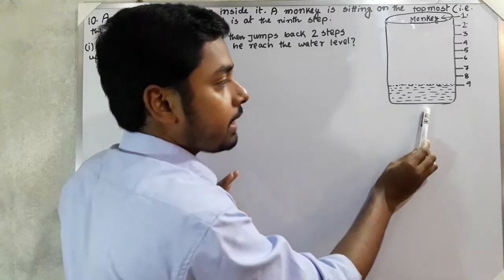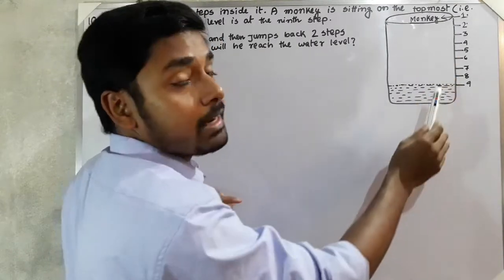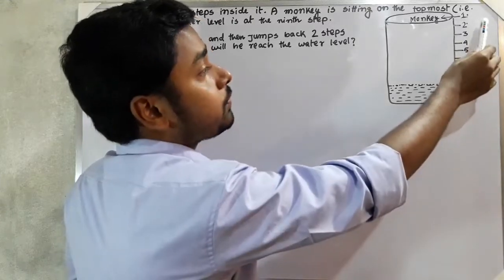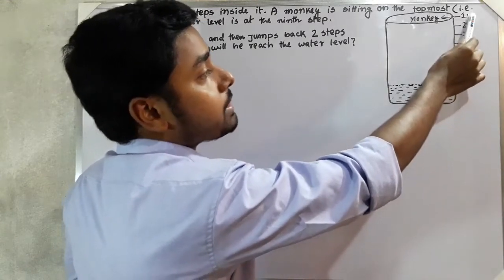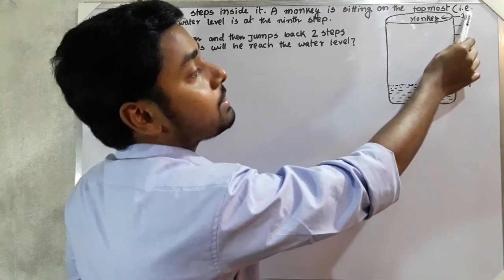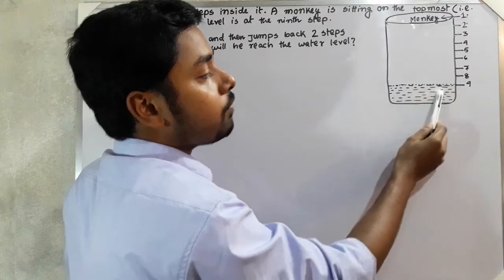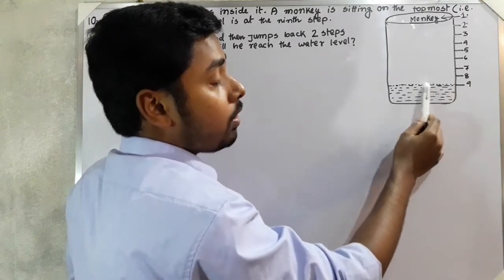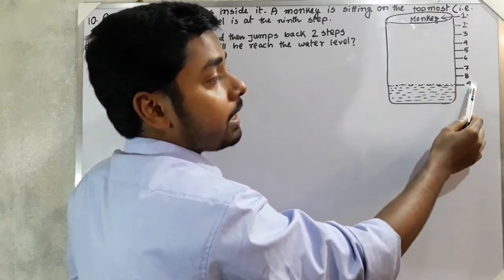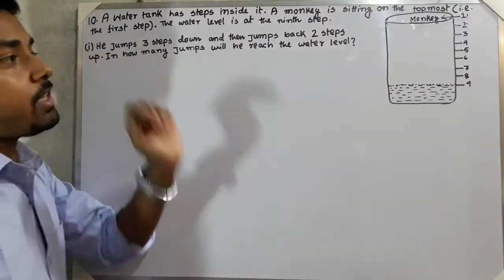There is a water tank, and this water tank has some steps inside it. At the first step, that is the topmost step, one monkey is sitting, and the water level of the tank is at the 9th step. Now, the first question is asking what?